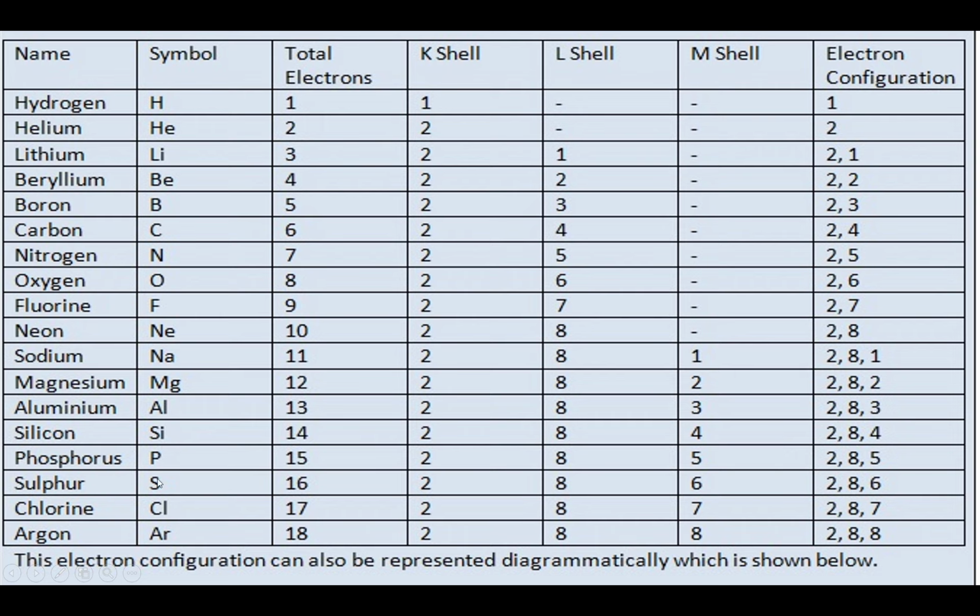If we talk about sulfur, the atomic number of sulfur is 16, so it consists of 16 electrons. For the electronic arrangement, 2 electrons are present in the K shell, 8 electrons are present in the L shell, and then 6 electrons are present in the M shell. So the electronic configuration is written as 2, 8, 6. 2 electrons in the K shell, 8 electrons in the L shell, and 6 electrons in the M shell.